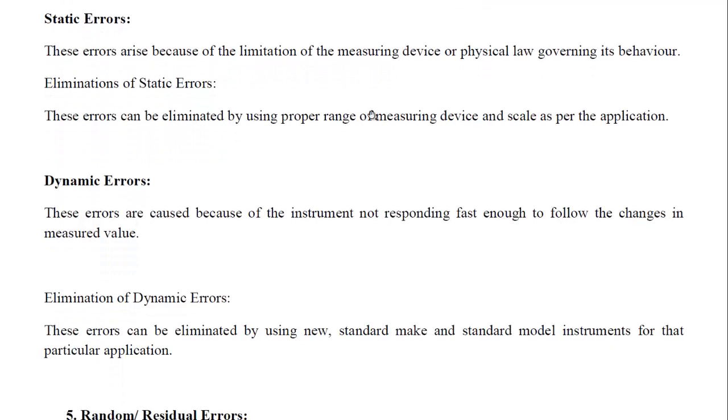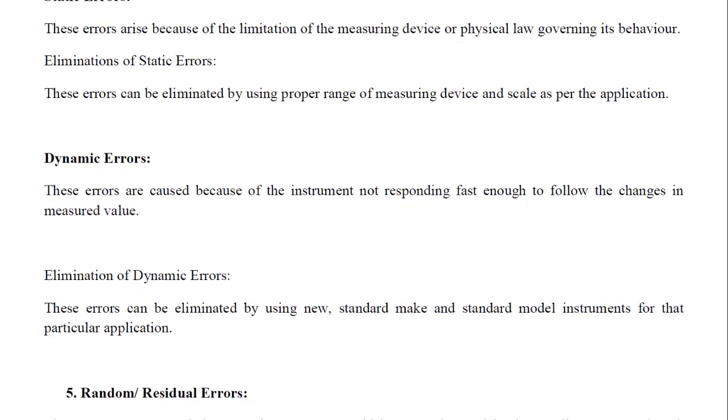Now coming to dynamic error. Dynamic error is caused because the instrument is not responding fast enough to follow the changes in the measured value. Means when the reading is changing, the instrument is not capable of taking the next value that is obtained. That is, it is not able to grasp the updated value. It is very slow in that. So this is called dynamic error. How can this be eliminated? This can be eliminated by using new standard models of instruments for the particular application. That is, an upgradation of the instrument is required.